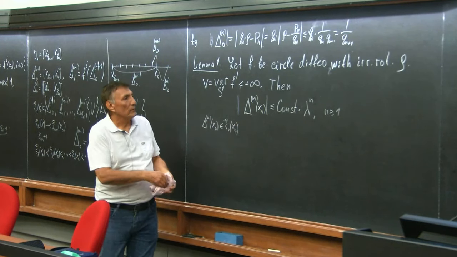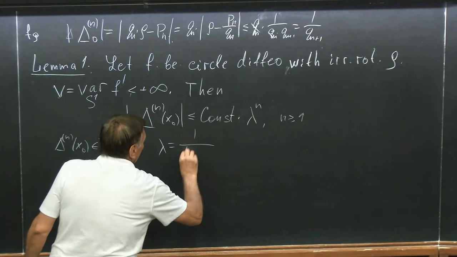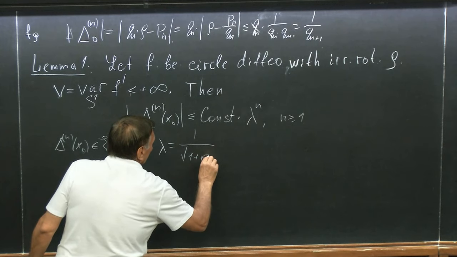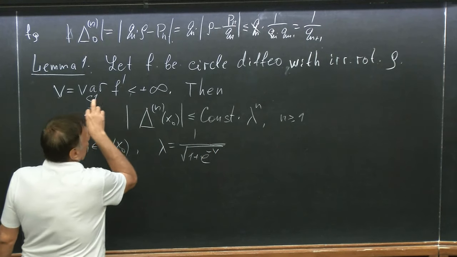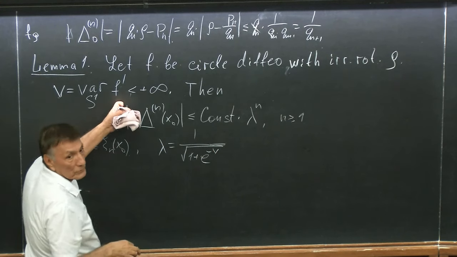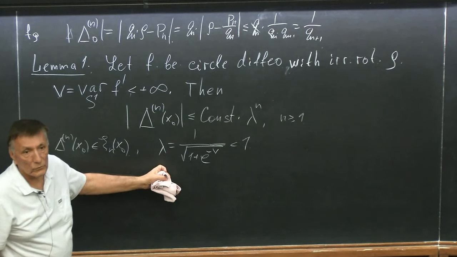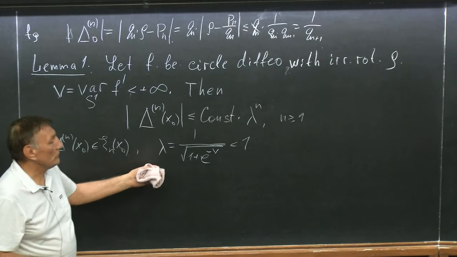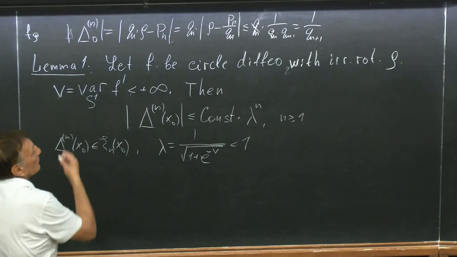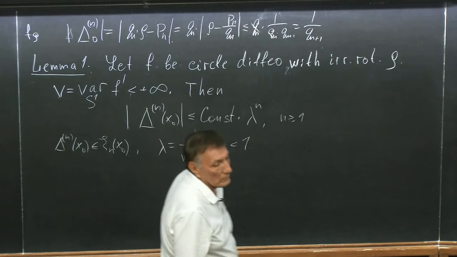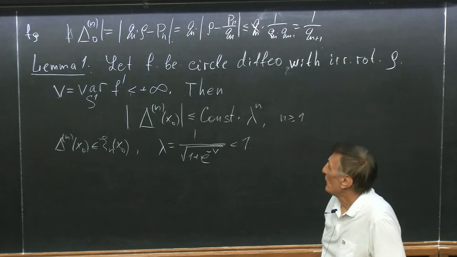Yeah, lambda, what is lambda? Lambda, I will write, lambda is 1 over the square root of 1 plus exponent of minus V. V is the total variation, which is positive. So this one is less than 1. So lambda depends on the total variation. In some sense, it is universal. So for diffeomorphisms with this condition, the length of the dynamical partitions tends to zero.